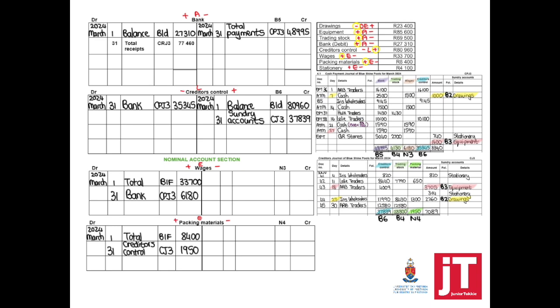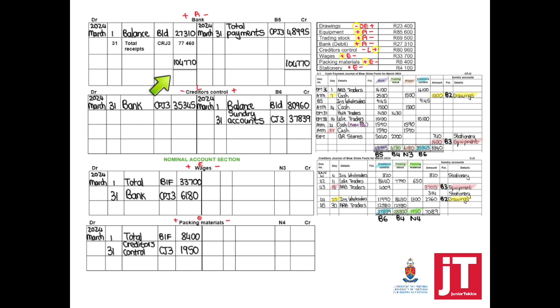1,950. So what is left over is my stationery, which we're going to look at next. So now, once we have posted everything, bank, creditors control, wages and packing material, we can balance the account.